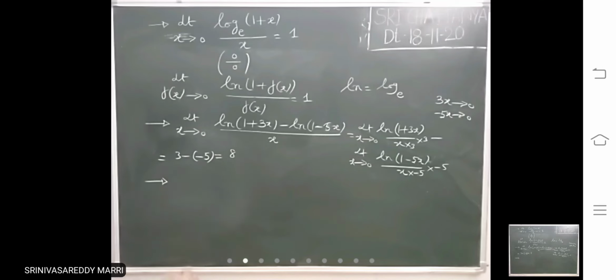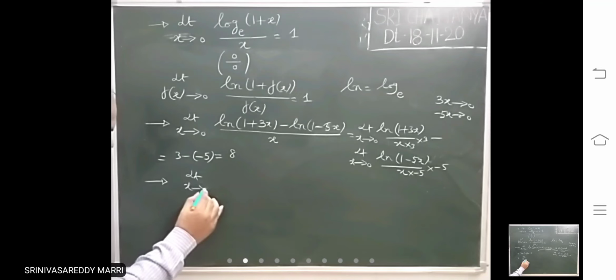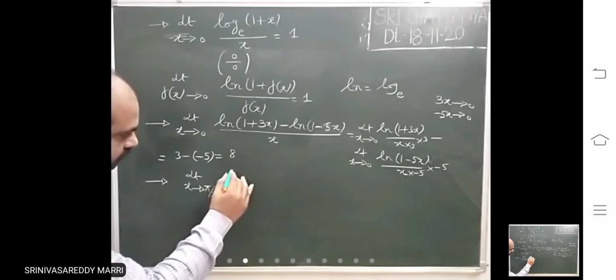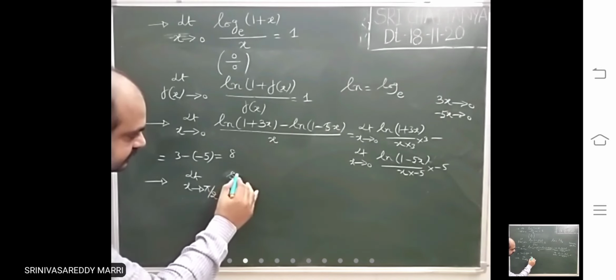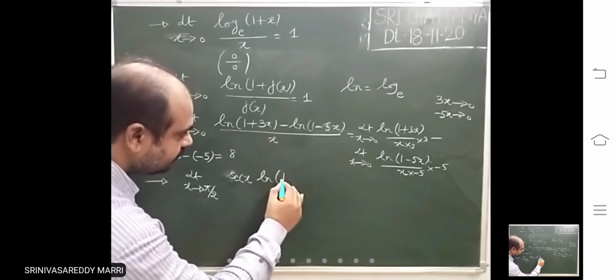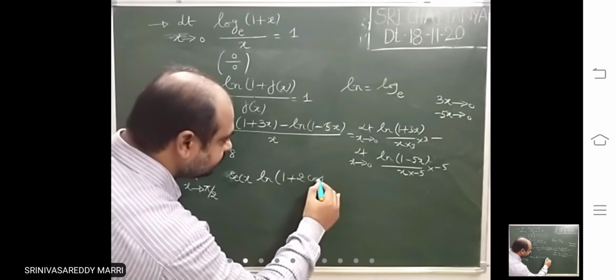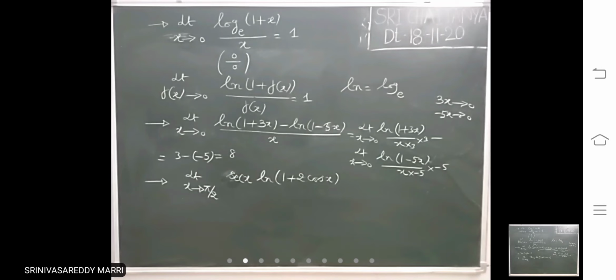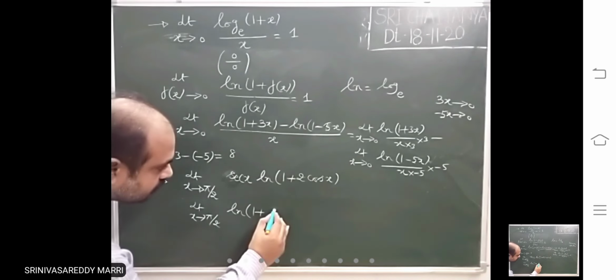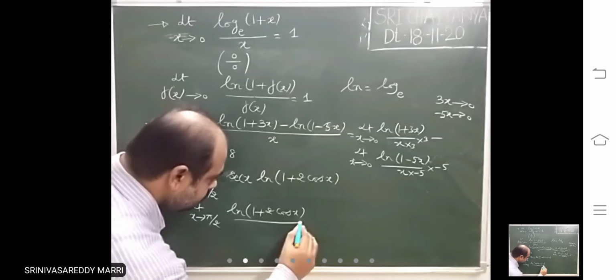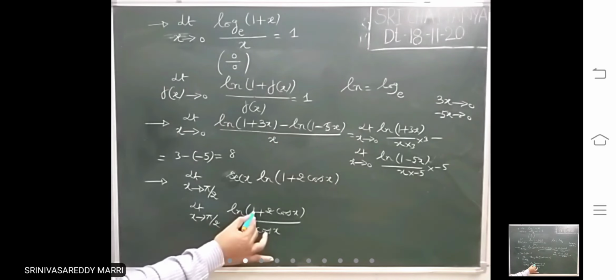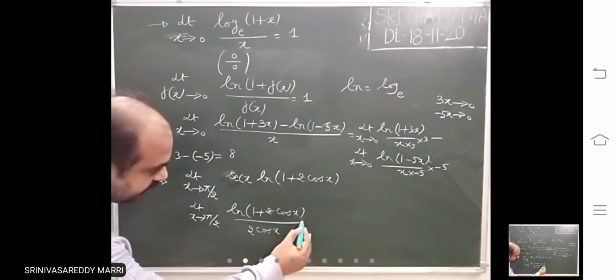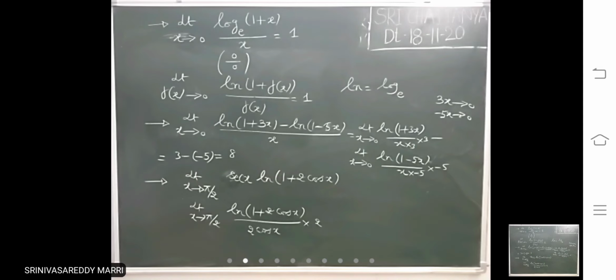Suppose take another example. Limit x tends to pi by 2, secant x into ln 1 plus 2 cos x. Take this example. Now I am writing this secant x as 1 by cos x, divided by cos x. Actually 1 plus this is 2 cos x. That means 1 plus x divided by x must be there. That's why multiply and divide by 2. Now it is like 1 plus f of x divided by f of x.